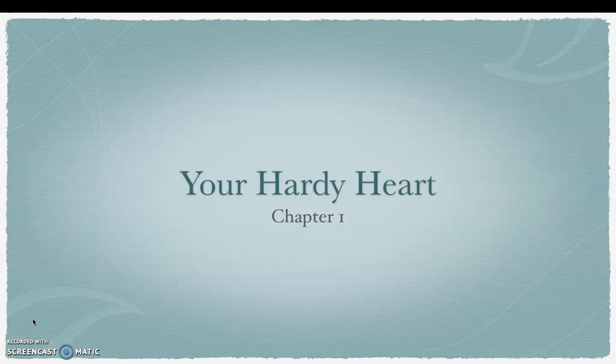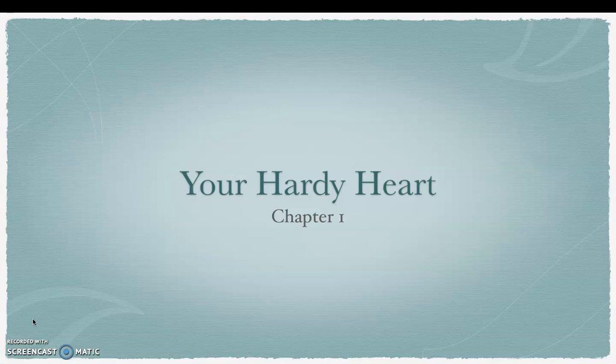Hello class, we're in chapter number 1. Today we are on page number 4 in our health book. So yesterday we learned about our blood and how our blood has different parts, such as the white blood cells, the red blood cells. We learned about the platelets and the antibodies.